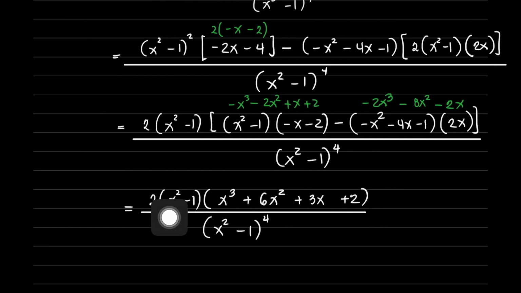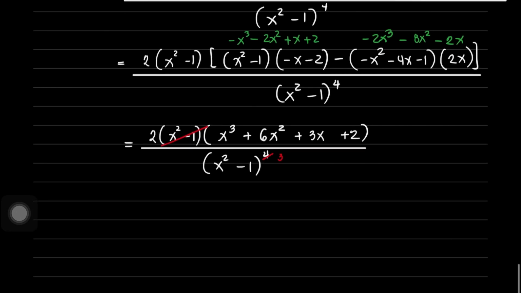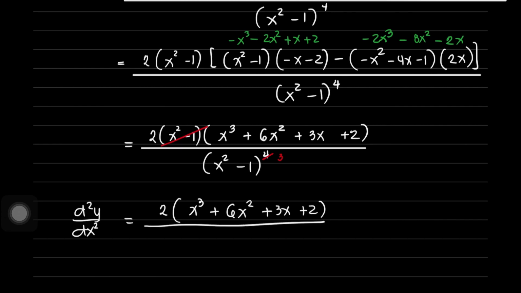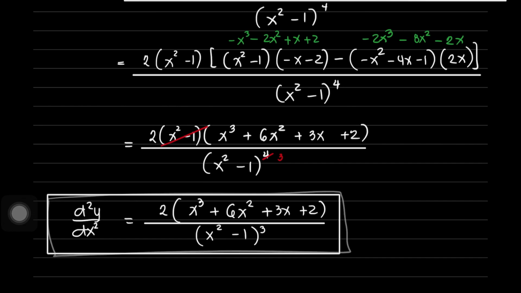Now, since x squared minus 1 in the numerator and x squared minus 1 in the denominator is a common factor, we can cancel out x squared minus 1 here, and the denominator would result to x squared minus 1 raised to the 3rd power. So the final answer for the second derivative of y is now equal to 2 multiplied by x cubed plus 6x squared plus 3x plus 2 all over x squared minus 1 raised to the 3rd power. So this would now be our final answer.